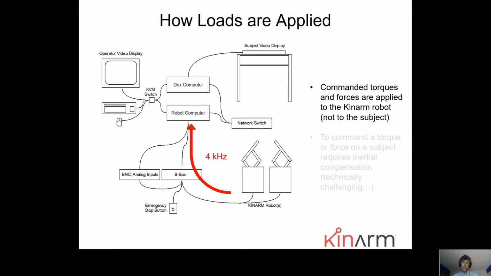And the reason why that's the case, rather than being able to command the actual torque to a subject, is because that's actually very technically challenging. It requires something called inertial compensation. And although you might come across papers where people claim to provide inertial compensation, usually there are some caveats that they either don't talk about, or if they do talk about it, it becomes quite complicated. But anyway, again, for most situations, it doesn't particularly matter, but it is a useful little bit of detail to know and understand that when you do command a force or torque, that's what's being applied to the robot.